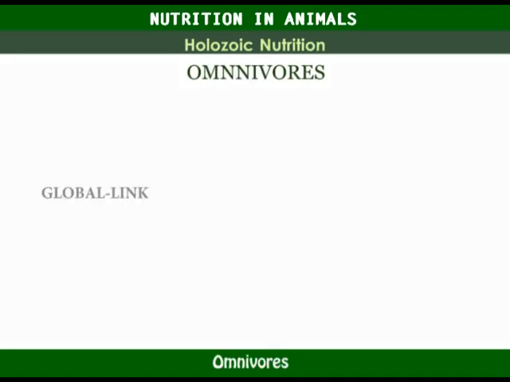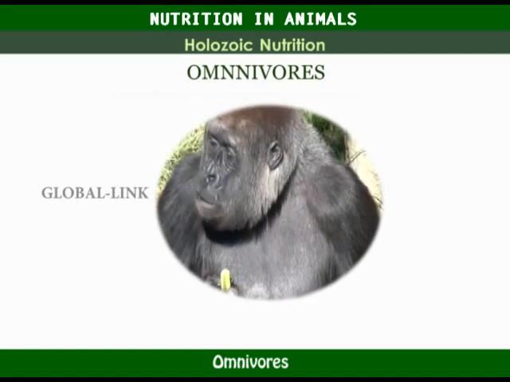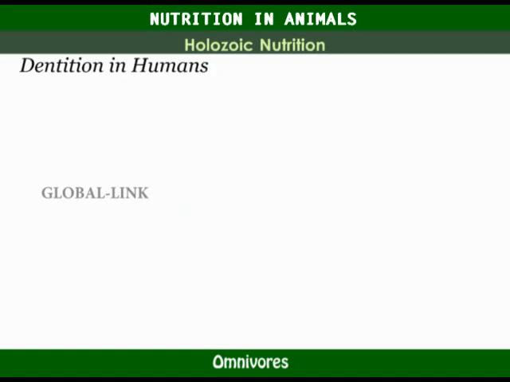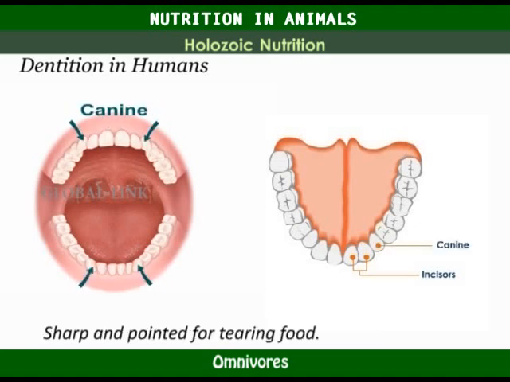Omnivores are animals which feed on both vegetation and flesh. Humans are omnivores, and that being the case, they have 4 types of teeth. There are 4 incisors on each of the jaws. They are flat with sharp edges to bite and cut food. Canines are sharp and pointed for tearing food. Humans have 4 canines.